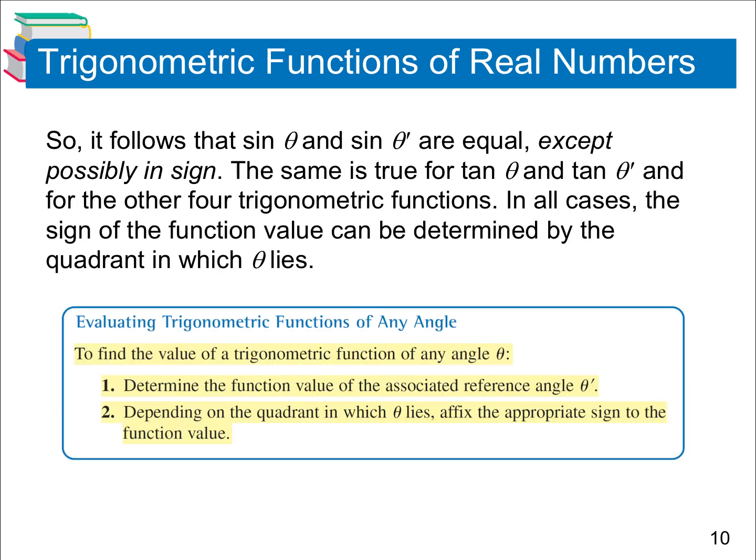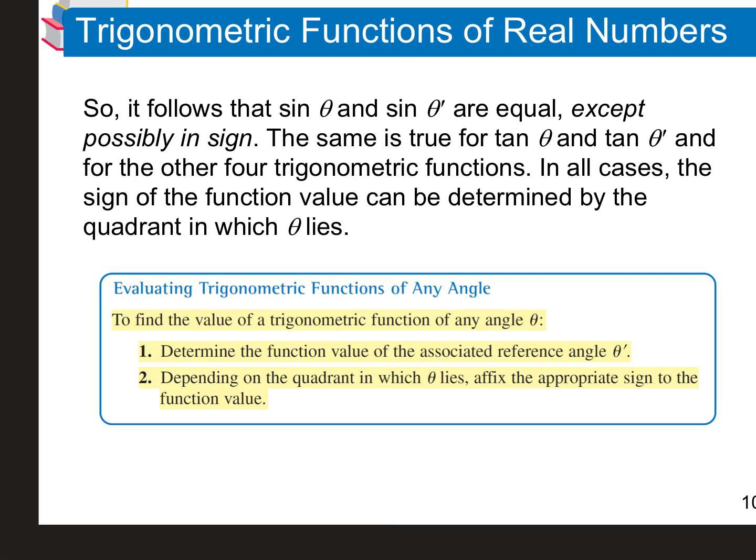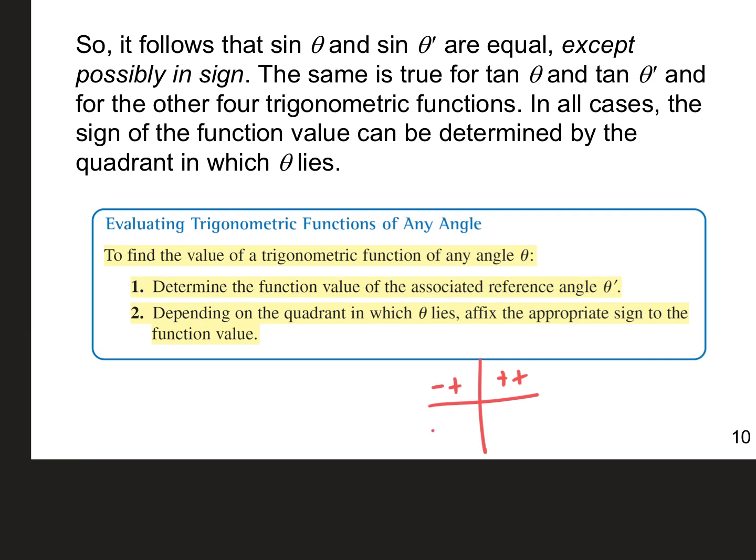All right, so let's look here. It says to determine the function value associated with the reference angle, and then depending on the quadrant in which it lies, you have to tell the sign. So let's think about this. In my first quadrant, my x and y are plus, plus. In my second quadrant, my x is negative, my y is positive. In my third quadrant, it's negative, negative. In my fourth quadrant, my x is positive and my y is negative. Really important that you guys remember that.